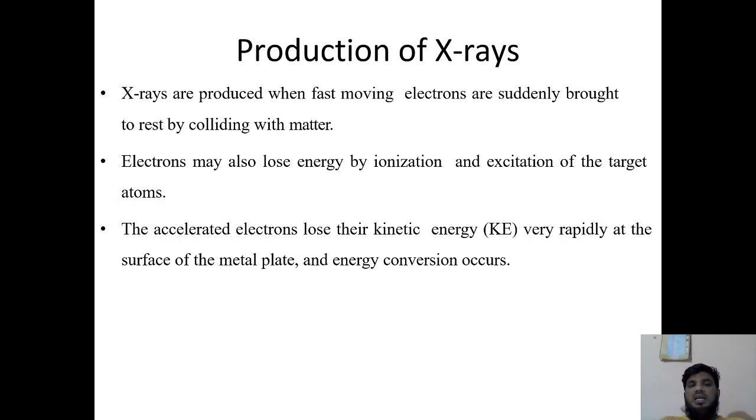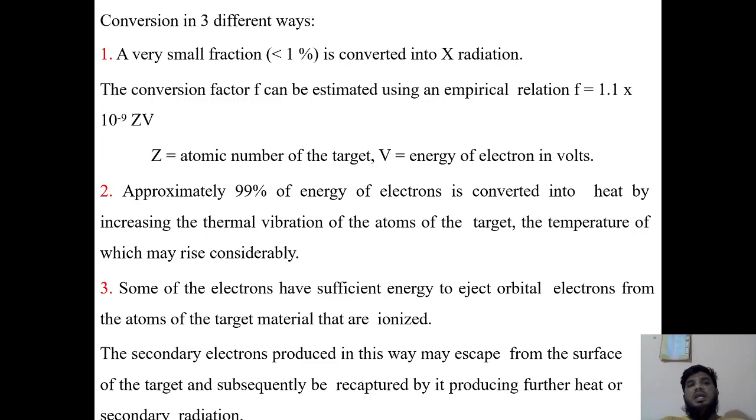The accelerated electrons lose their kinetic energy rapidly at the surface of the metal, and the energy conversion takes place in three different ways. A very small fraction, less than 1%, is converted into X-ray radiation. This conversion fraction depends upon the empirical formula F = 1.1 × 10^-9 ZV, where Z is the atomic number of the atom which you are using and V is the target energy of the electrons in volts, with which the electricity is passed.